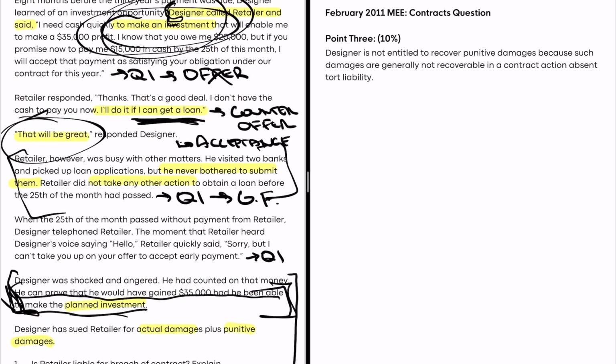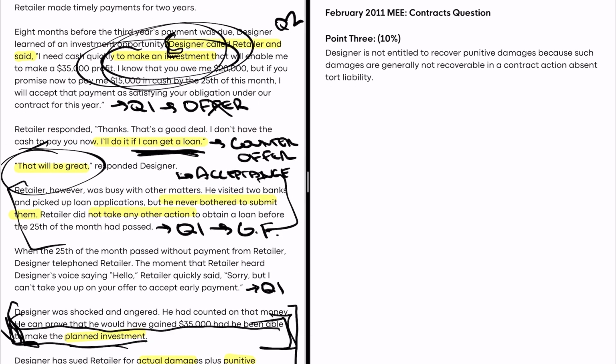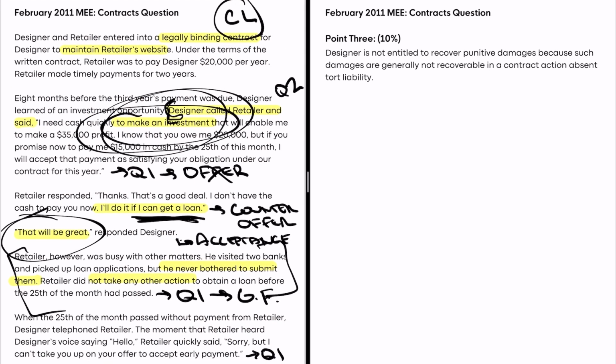We don't have any facts here about tortious activity. So without any facts going to tortious activity, something that could potentially bring punitive damages on the table in a typical breach of contract action, we're limited to expectation damages, reliance damages, or restitution. Punitive damages can really only come onto the table if we have some sort of tort intertwined in the fact pattern, which we don't have here. So that was point three, really small point here, only worth 10%. You just had to know that without tort liability in a breach of contract action, there's not going to be punitive damages available to the plaintiff.